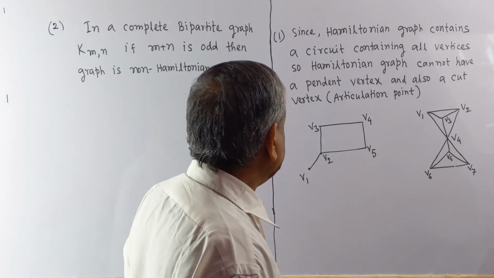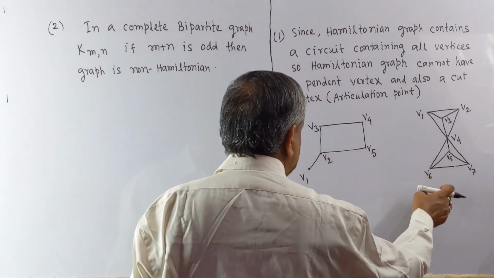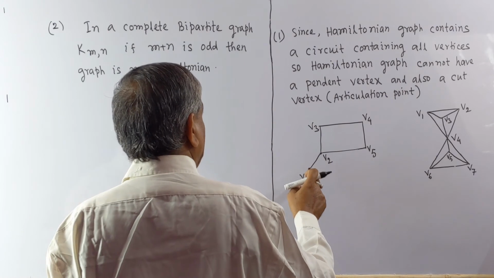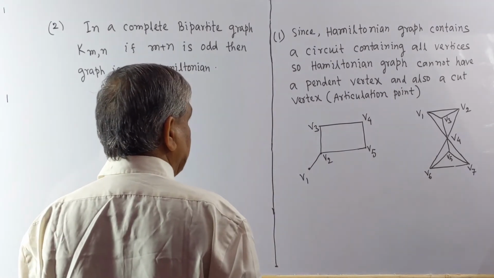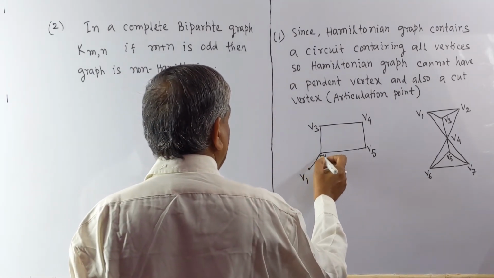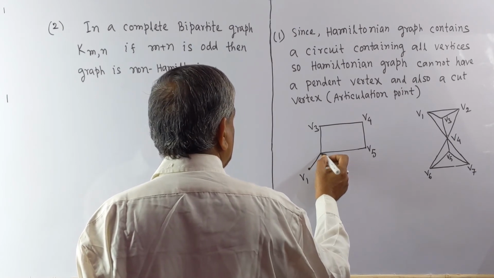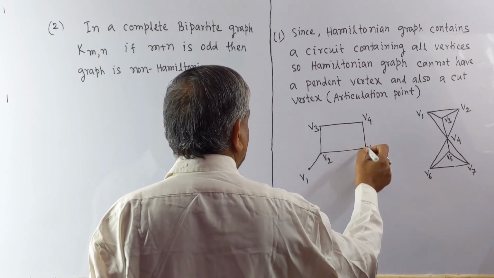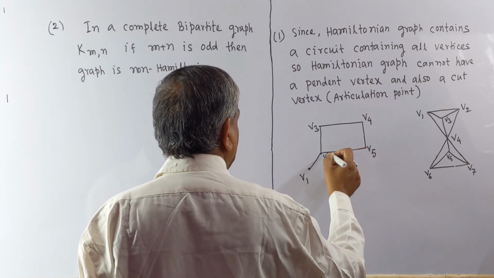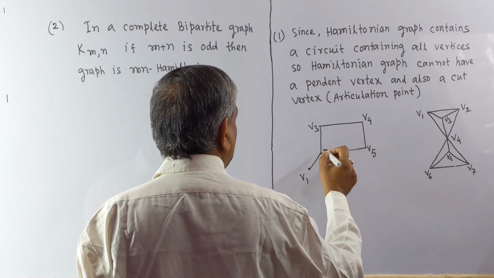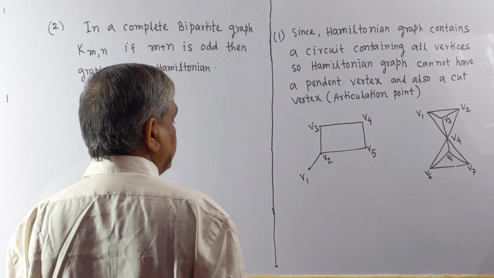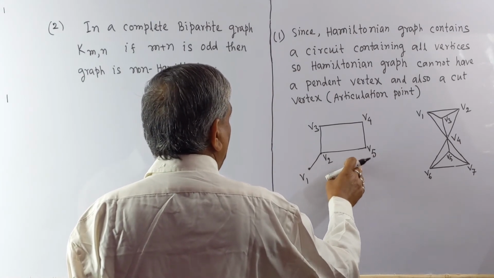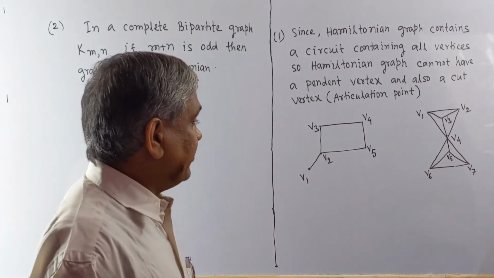Here we see that if we take these two graphs, in the first graph, V1 is the pendant vertex. If we start from V1, we reach V2, then V3, then V4, then V5, and again we return to V2, then V2 will be repeated. So this graph is not a Hamiltonian graph.